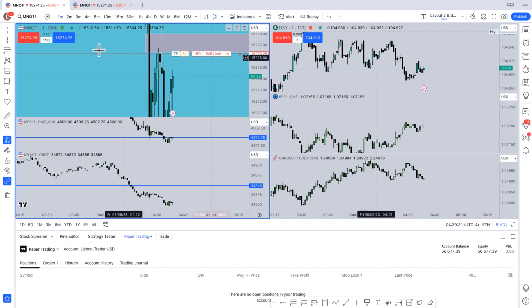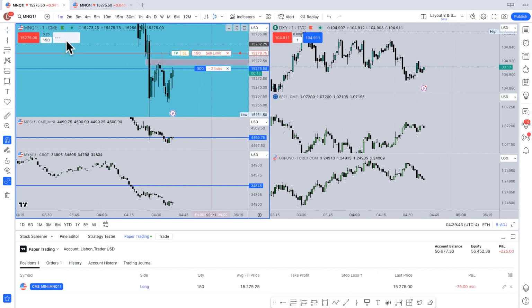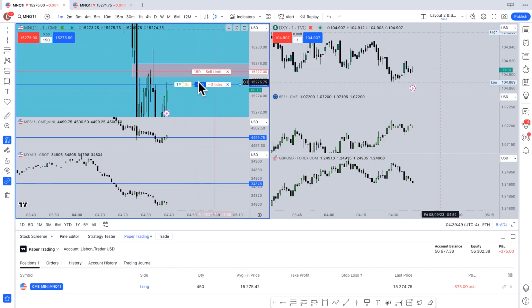Okay. So the big move wants to go and cross the fair value gap. Let's put it at consequent encroachment. Stop here below.